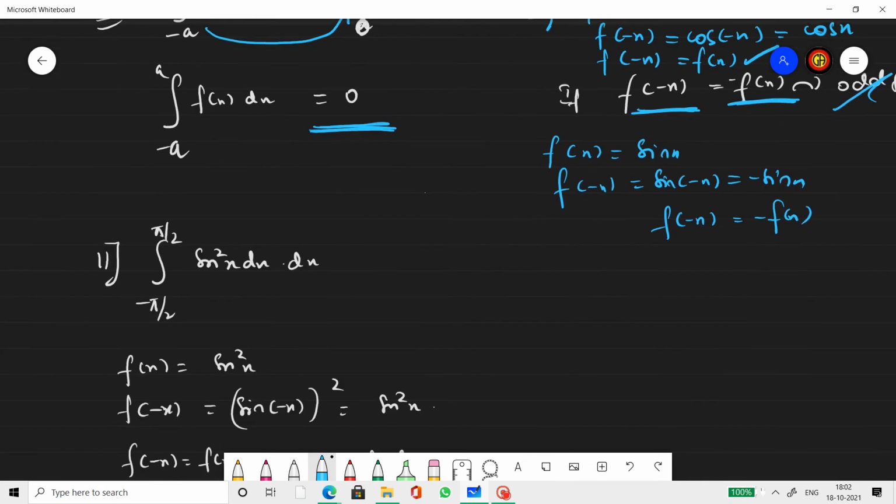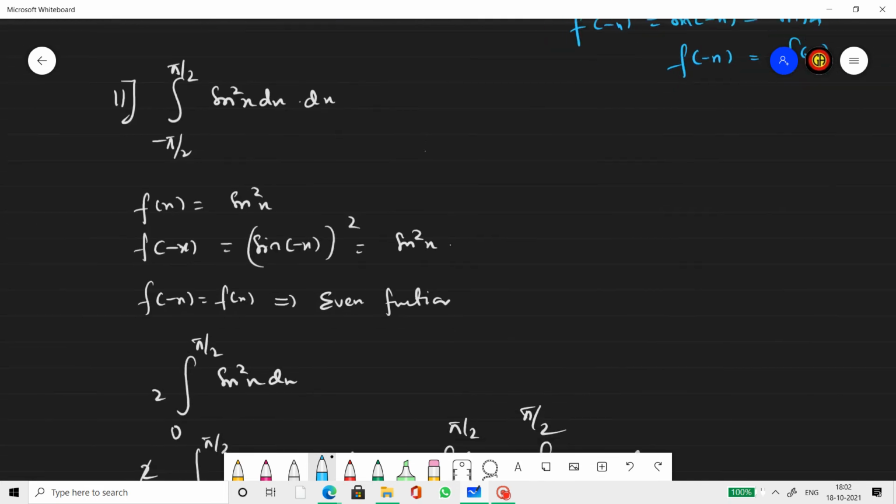Now, question number 11. Integration from minus pi by 2 to pi by 2 of sine square x. As you can see, the limits are equal in magnitude but different in sign. So I'm going to check whether it's an odd function or an even function. Square functions are always even functions. Even if you work it out, you will get it like that only. So sine square x, f of minus x is equal to f of x.